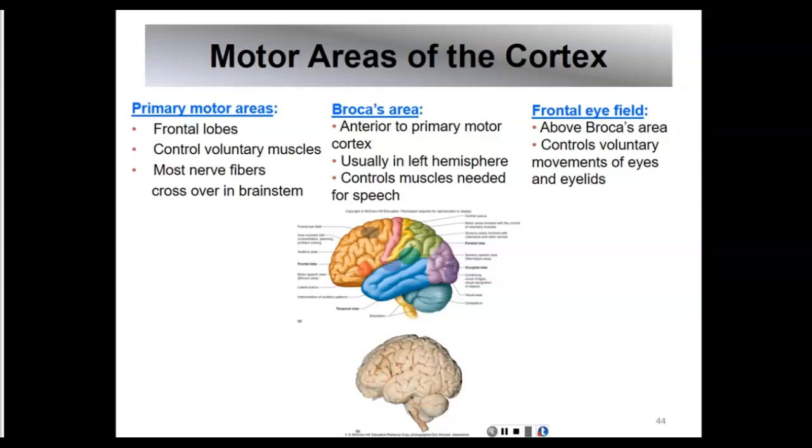Again, Broca's area, if you damage that maybe by a stroke, let me highlight right here, Broca's area, you will have a difficult time speaking. Frontal eye field is above that Broca's area, and it controls voluntary movement of the eyes and the eyelids.